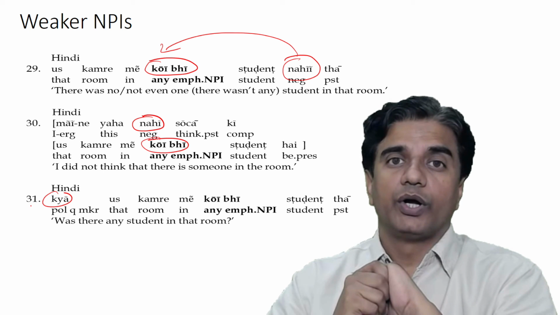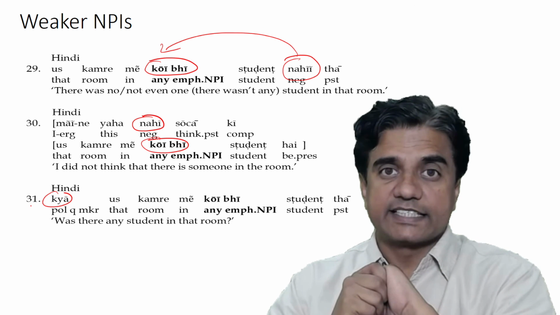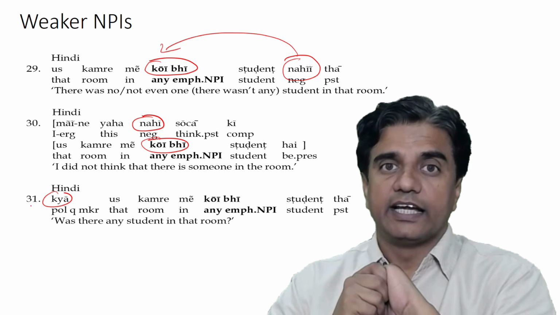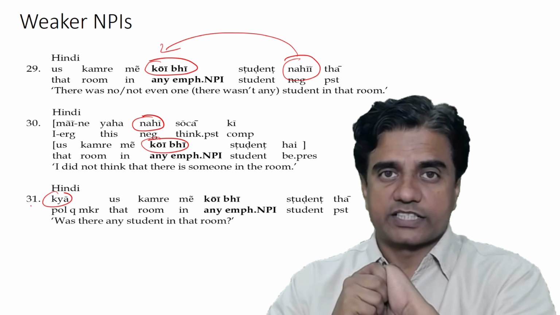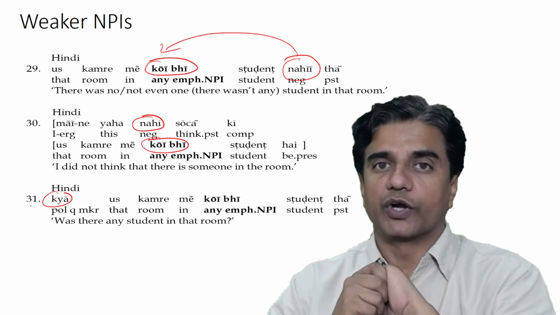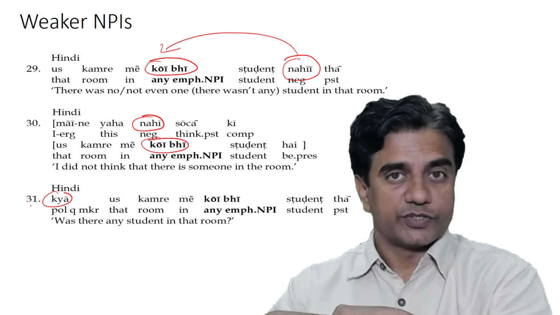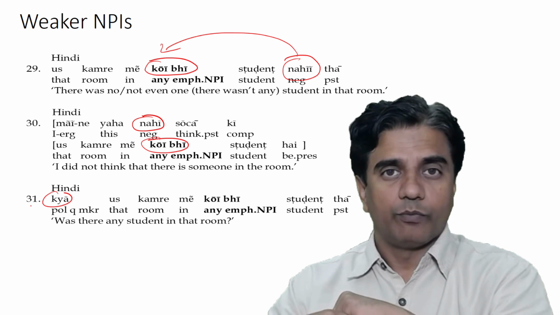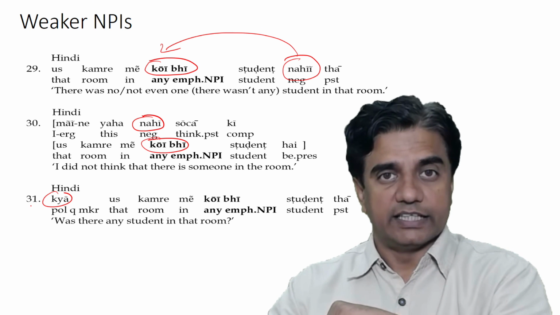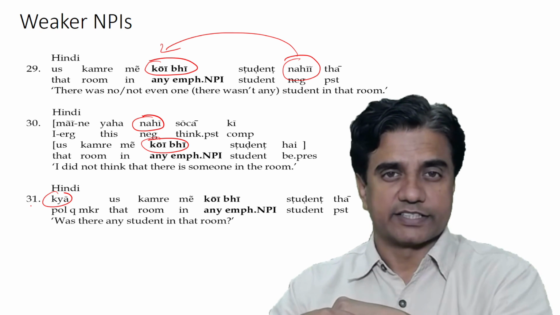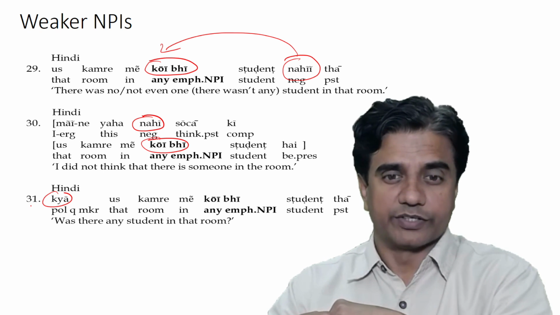How a question licenses a weaker NPI in a language like Hindi, and whether it works this way in the language that you speak or not. So please take some examples from the languages that you speak and apply what you have learned in this discussion about negation and negative polarity items. It will be a fun exercise. I'm sure about it. Thank you.